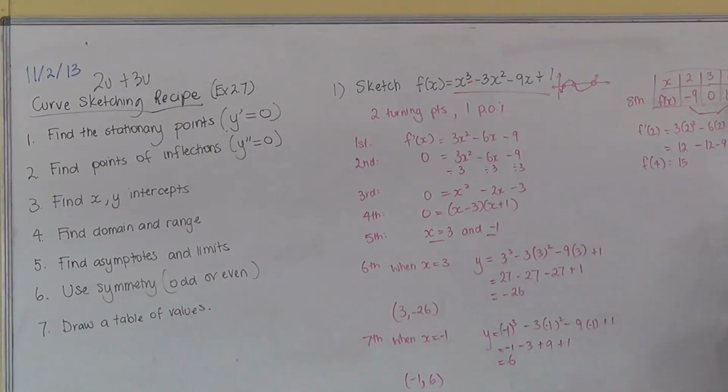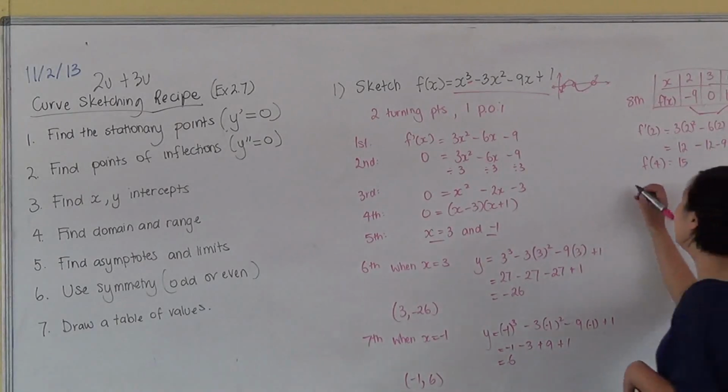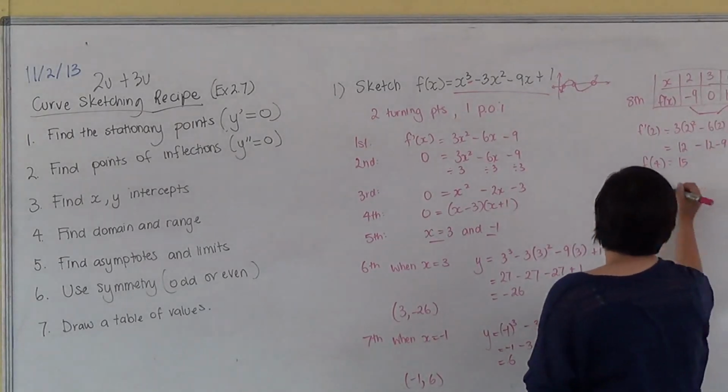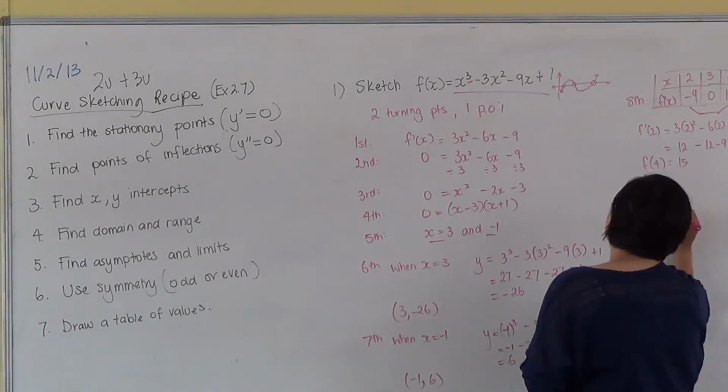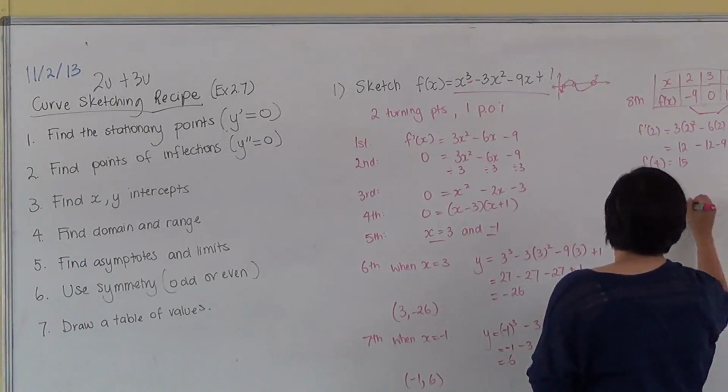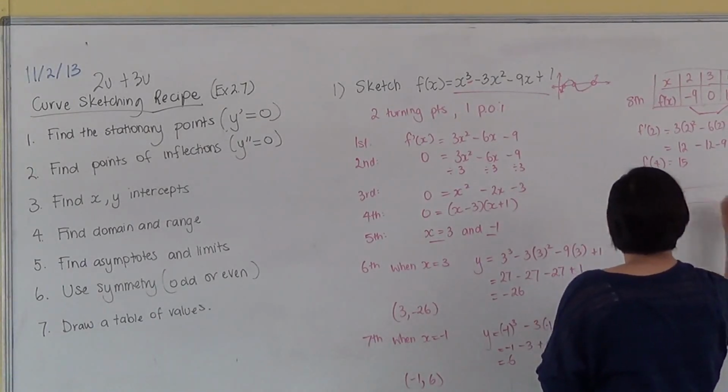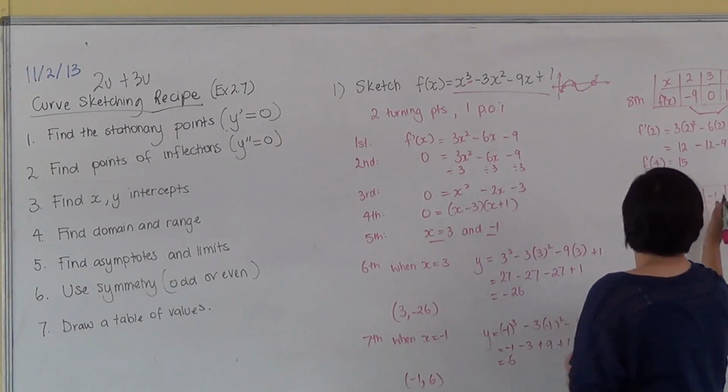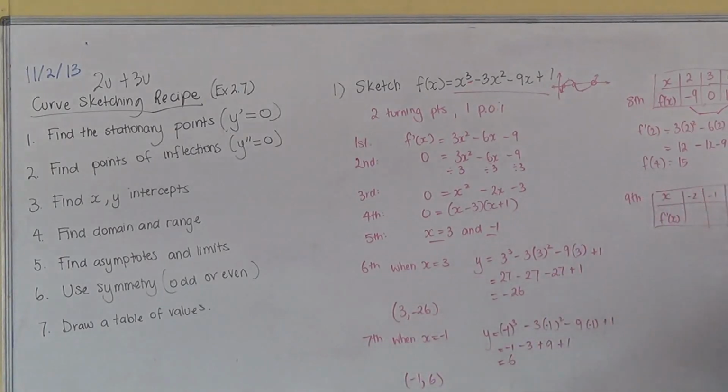So what turning point do we have? A minimum. So what do you reckon the next one would be then? Maximum, but we'll have to test it. At negative 1, we need a number less than negative 1, which is negative 2, and a number greater than negative 1, which is 0.